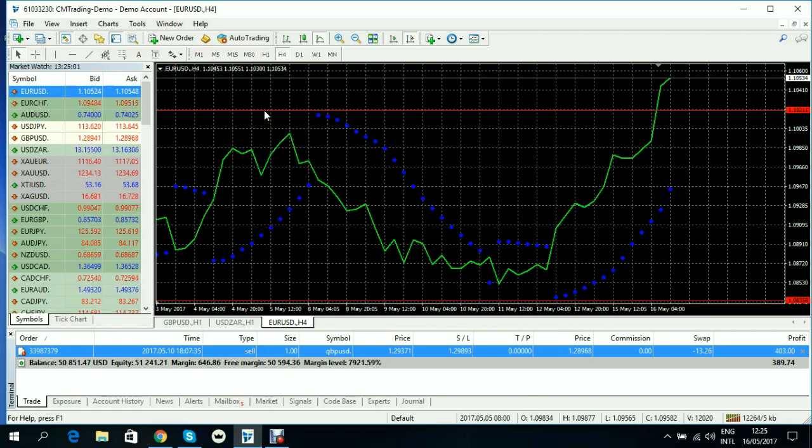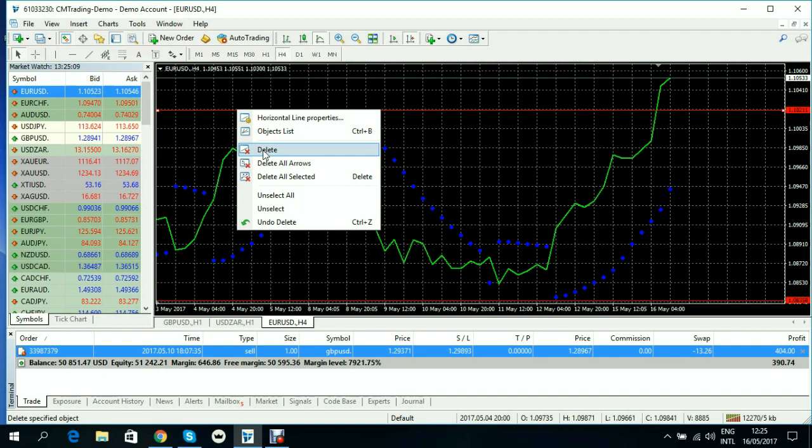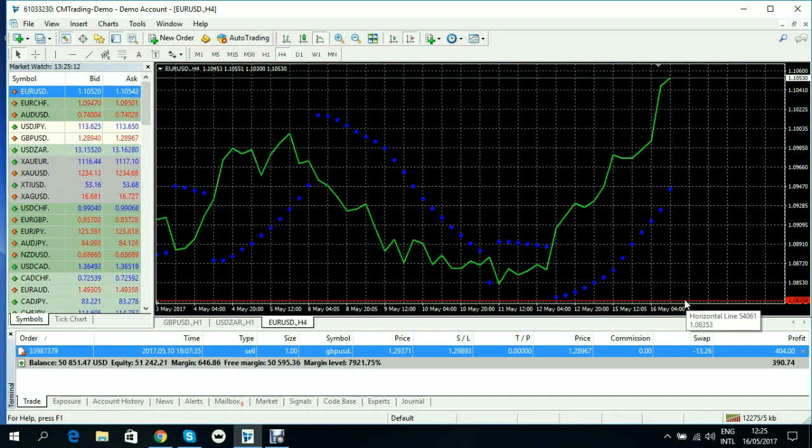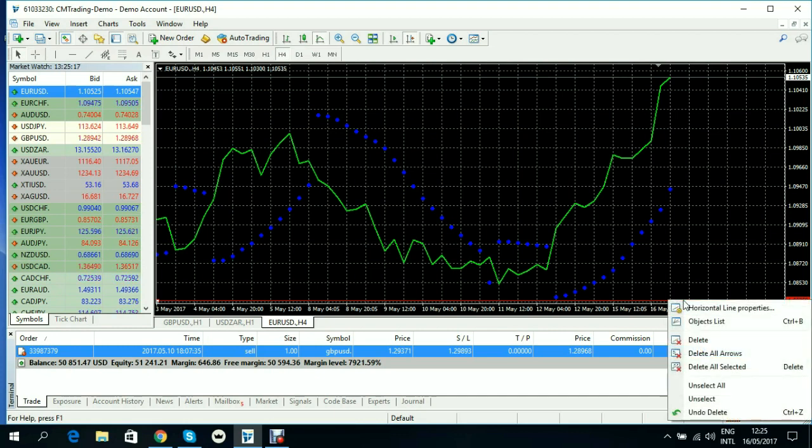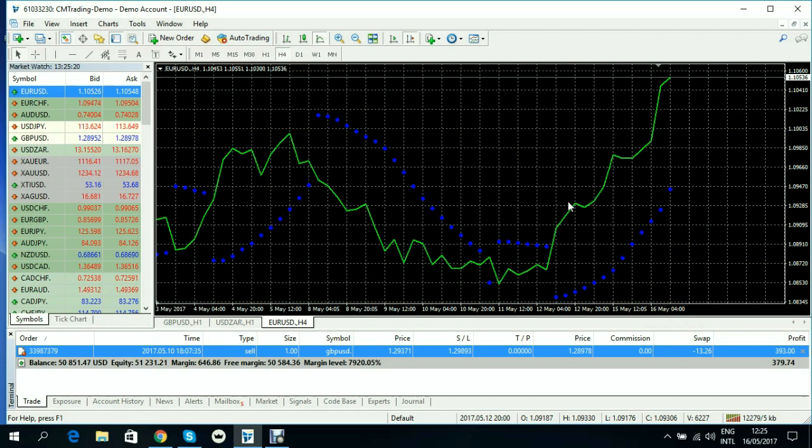So even to delete it, you double click, and then the white knob comes. Then you can right click on it, and then you delete it. The same, you double click, and then you right click, then you can delete. Alright, so this horizontal line also helps us to get the accurate price where we want to place the stop losses.